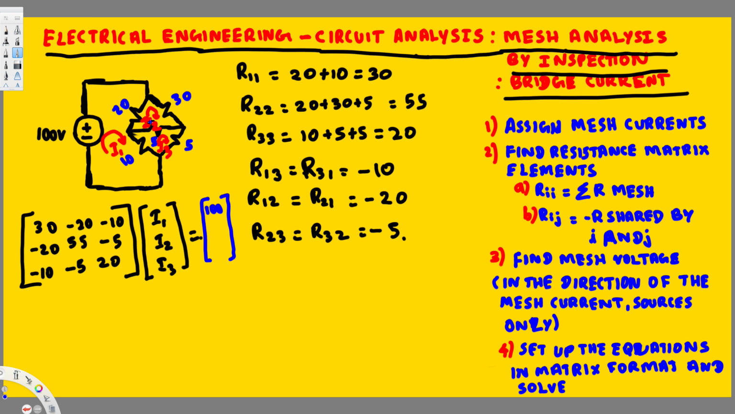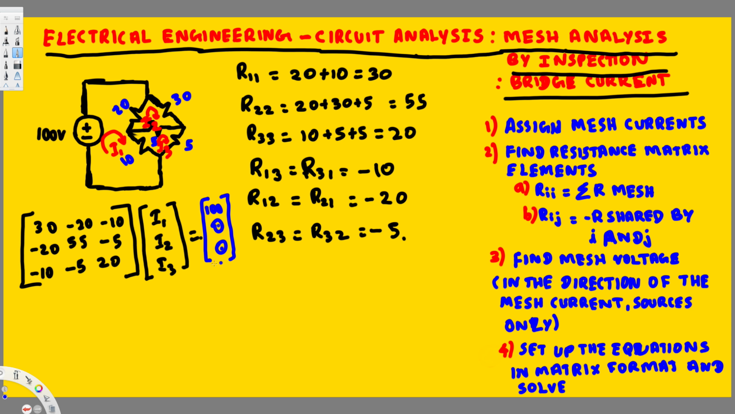And if you look at the I2 mesh, we don't have any voltage source. We don't have anything with plus sign, minus sign, or voltage. So we don't have any voltage source. So here we put 0. And the third one also we don't have any voltage source. So that's also 0. Now we are ready to calculate, right?